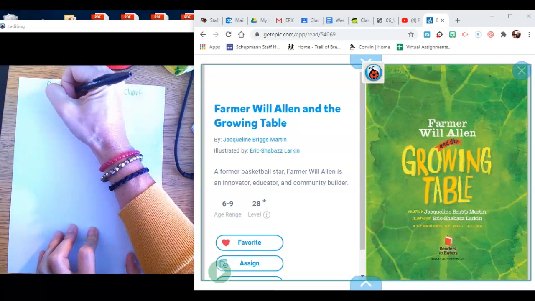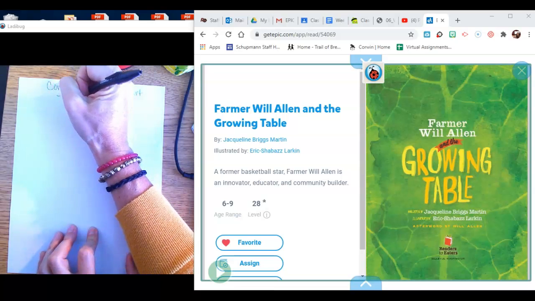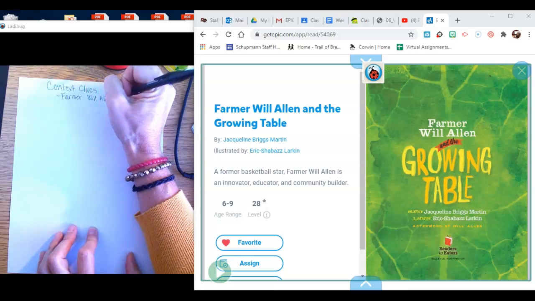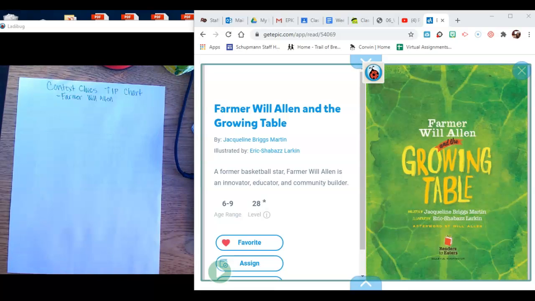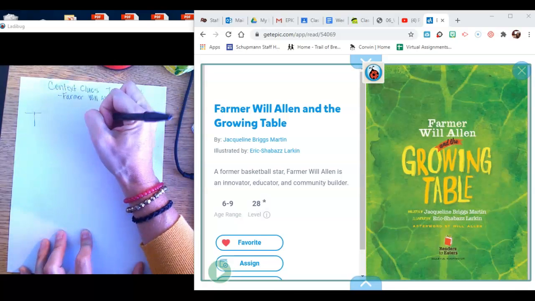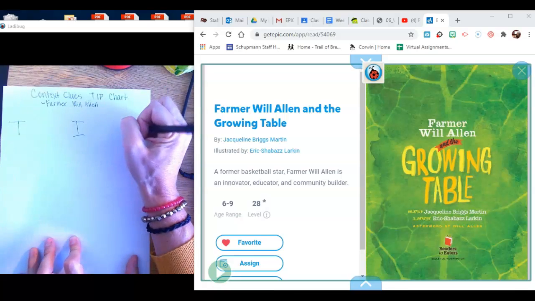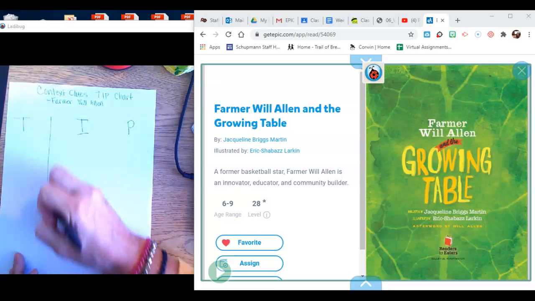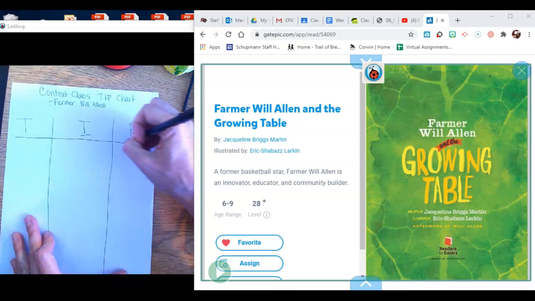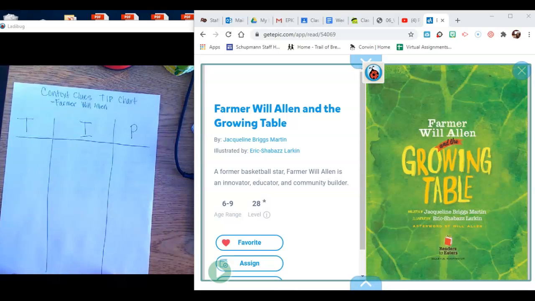And this is in the book, Farmer Will Allen. All right, so context clues tip chart up at the top, Farmer Will Allen underneath it, that way we know what book we were in. And then I want you to make 3 columns, just like we did for the KWL chart. So a T column, an I column, and a P column. And it should look similar to that KWL chart.